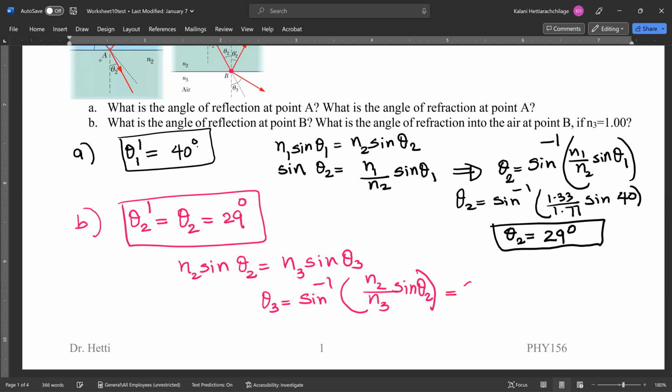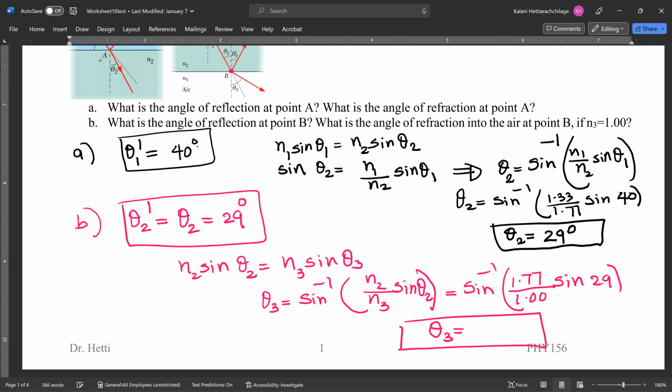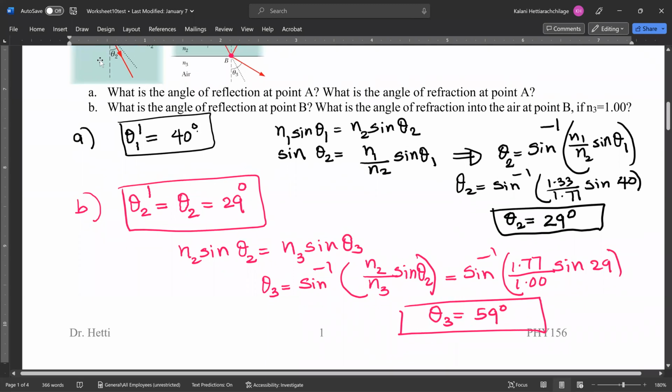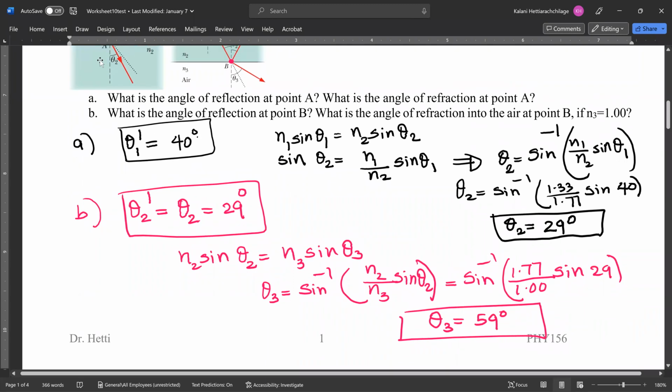and that will be equal to sine inverse of N2 over N3. N2 in this case is 1.77 and N3 is 1, right? And then sine of 29. So that will give you the theta 3 angle. What you know by comparing theta 3 to theta 2 is that theta 3 should be greater than 29. So I got 59 degrees as we expected. Okay, so that will be the answer to that question.